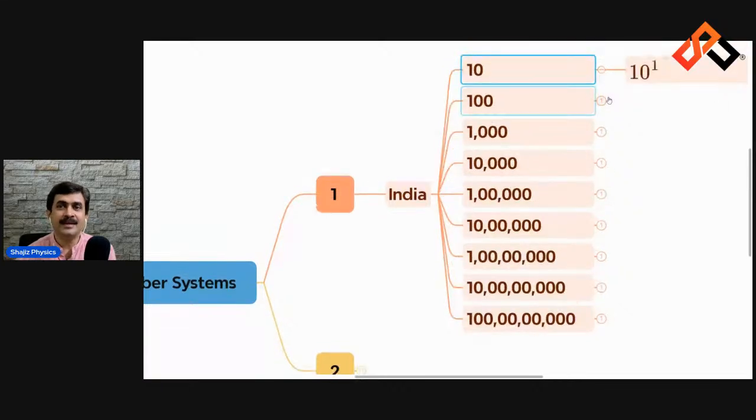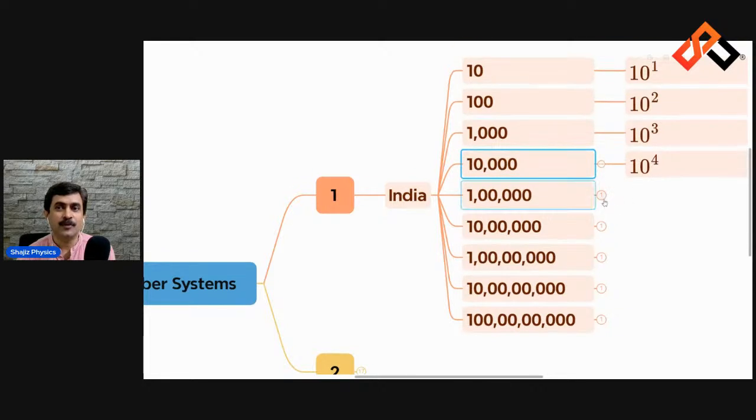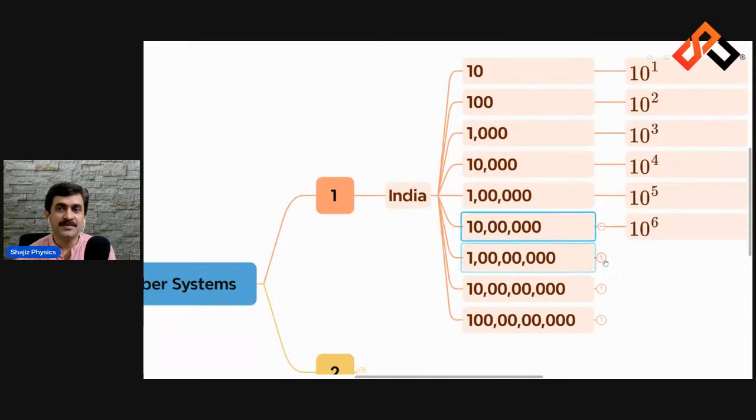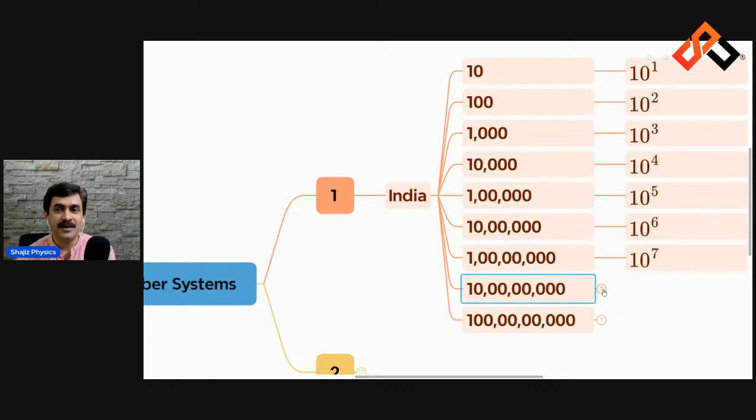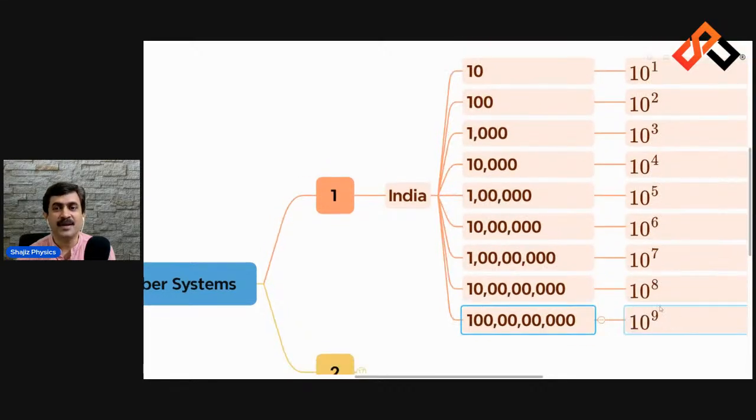When we write it in the exponent form, 10 raised to 1, 10 to the power 2, 10 to the power 3, 10 to the power 4, 10 to the power 5, 10 to the power 6, 10 to the power 7, 10 to the power 8, 10 to the power 9. This is what we usually use in the Indian system. We say tens, hundreds, thousands, 10,000s, lakhs, 10 lakhs, crores, like that. That is the routine we follow here in India.